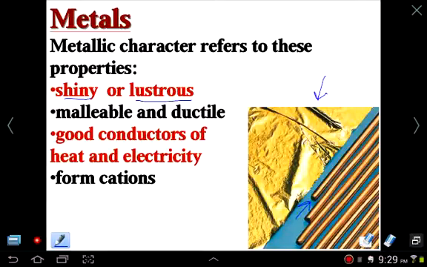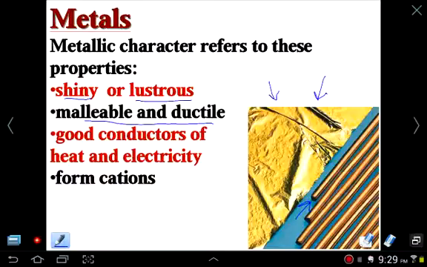Metals are also malleable and ductile. This means they can be shaped. In fact, malleable just means it can be hammered into thin sheets like this gold leaf is, and that's why in the olden days people actually covered things with gold. You don't need a lot of gold to cover some sort of wooden statue completely, a little bit of gold, because gold can be hammered out very thinly.